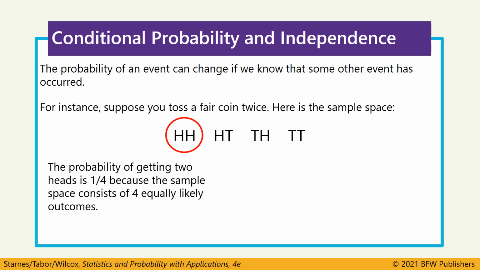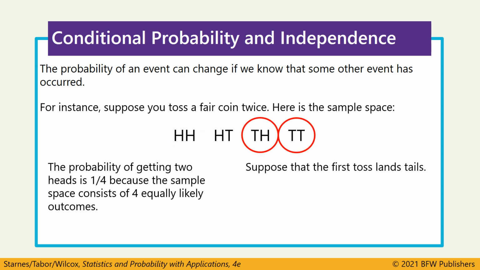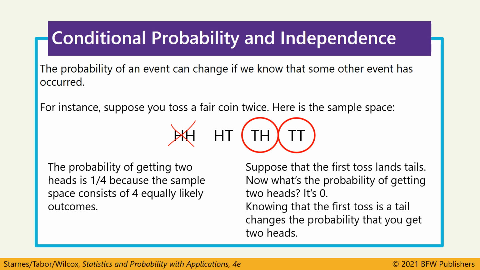Now let's say we give it a condition, and let's say the first coin flip was a tails. What's the probability of getting 2 heads at this point? Now it's 0% because we know that the first coin was a tails. This is no longer possible. All right, the probability changed based on the condition that the first coin was a tails.